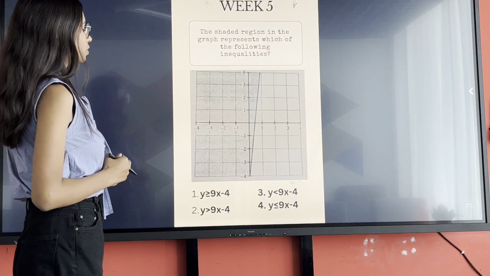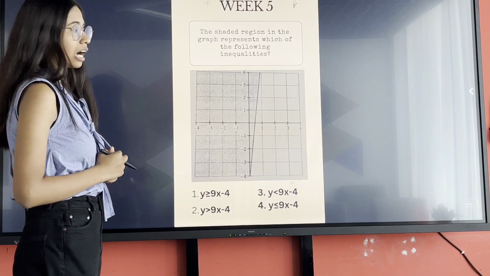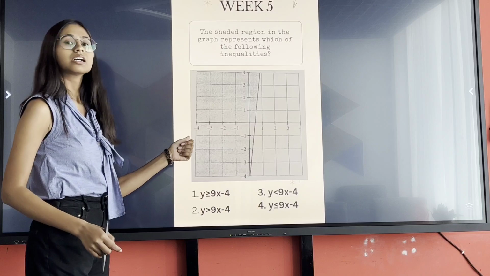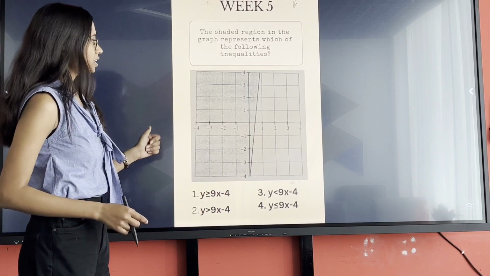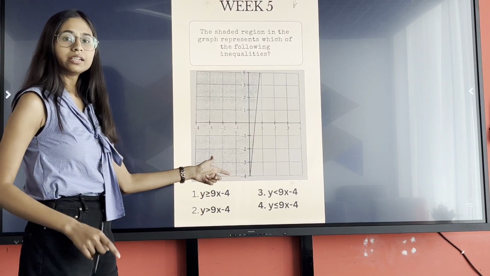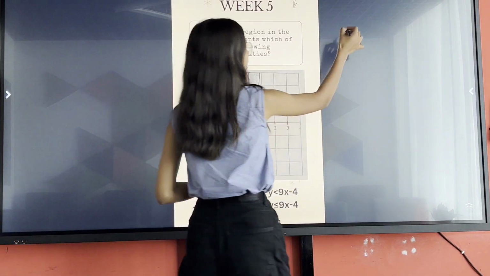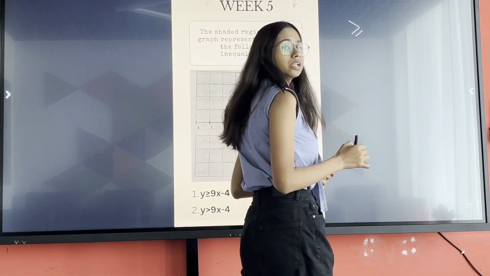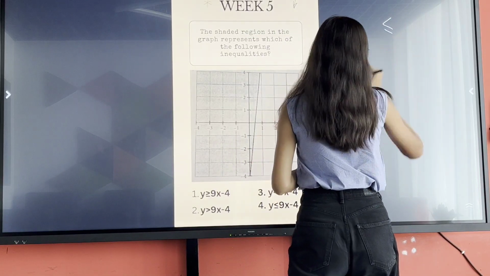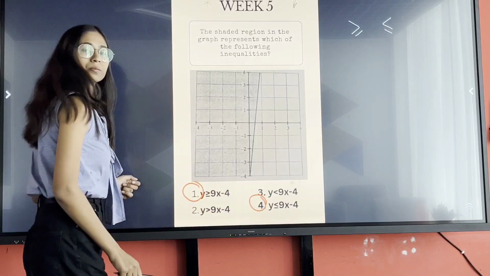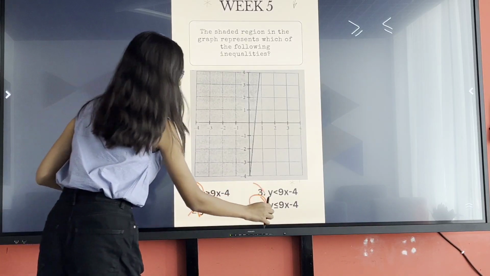In this question, we are provided with an inequality graph and we need to find out which of the options is satisfying this graph. From this graph, we can see that this is a solid line. A solid line means that this is a non-strict inequality, meaning it has to be either a greater than or equal to inequality or a less than or equal to inequality. So it has to be either option 1 or option 4. We already eliminated these 2 options.